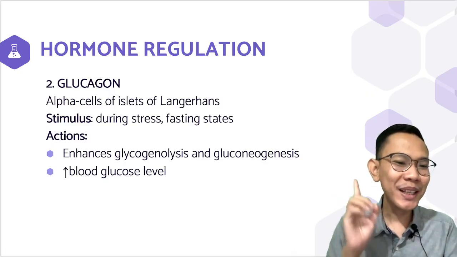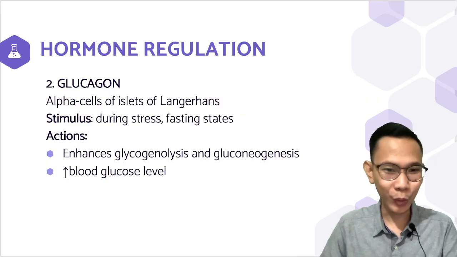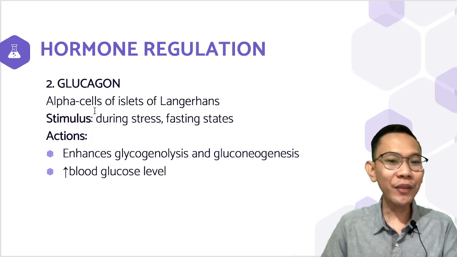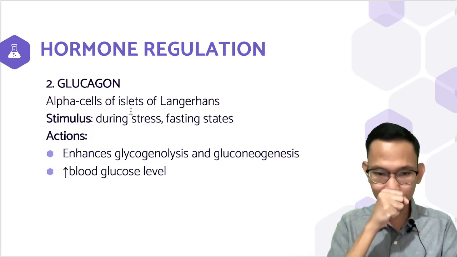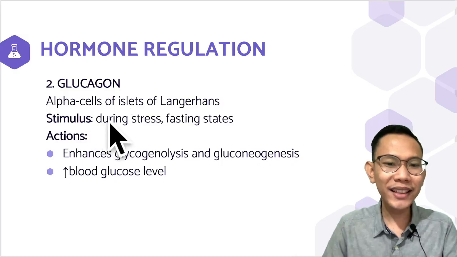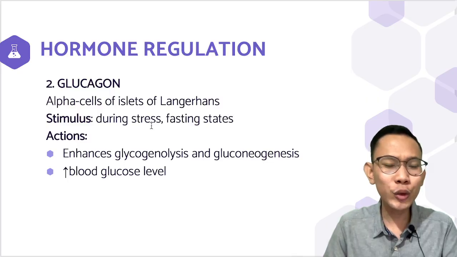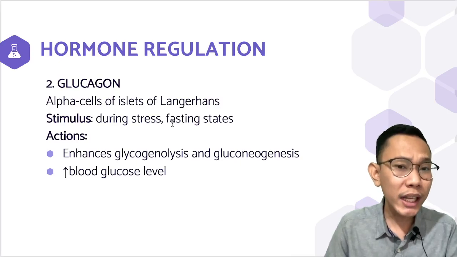Okay, tapos na tayo sa insulin. We will now proceed with our glucagon. Saan nga napuproduce ang ating glucagon? It's in the alpha cells of your islets of Langerhans. So, stimulus natin during stress or yung fasting states. Of course, fasting states or during stress, bumababa ang glucose level ng ating katawan. So, therefore, we need more glucose.